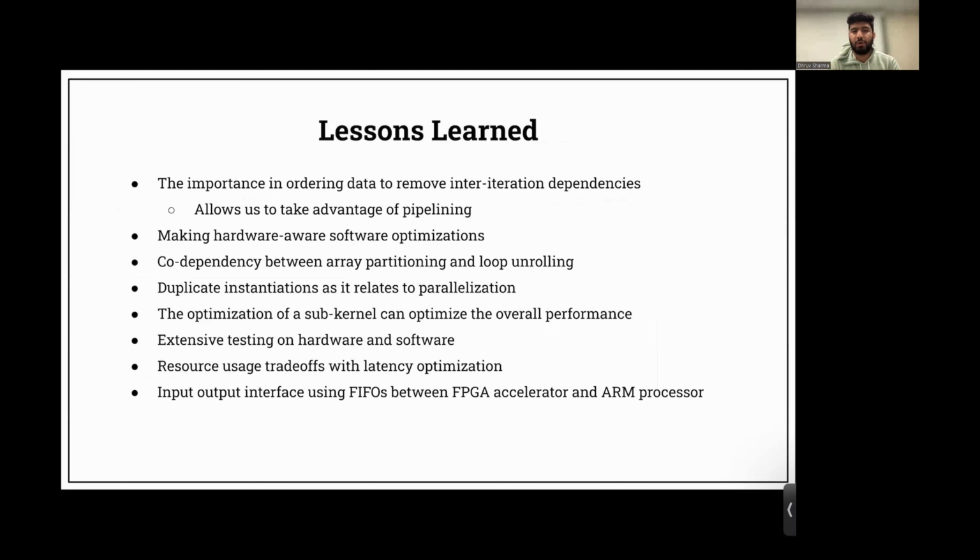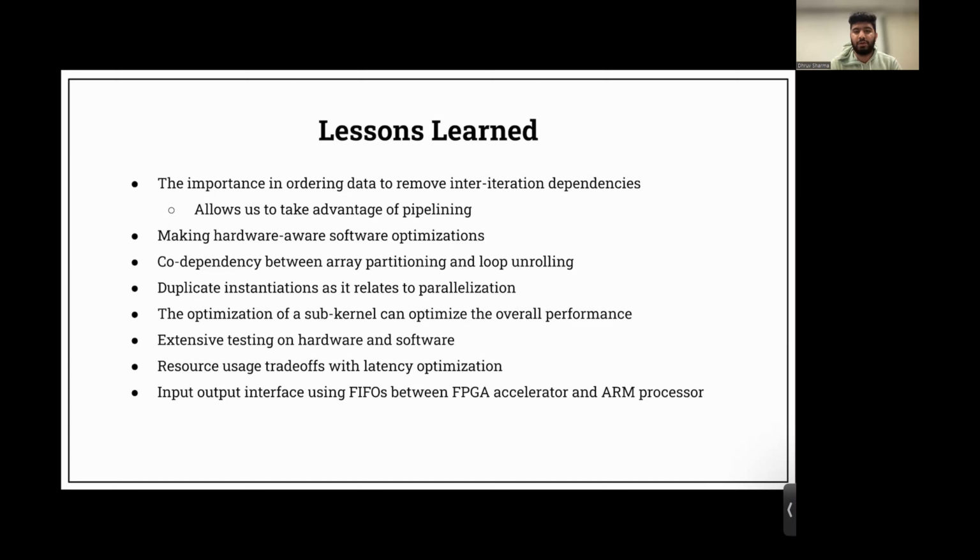As the project converged, it was important to summarize our learnings. We learned a lot about being hardware aware while optimizing kernels to be implemented on hardware devices like an FPGA. We understood the importance of ordering data to remove inter-iteration dependencies to be able to take full advantage of pipelining. We also understood the relationship between partitioning the right arrays to unroll the loops correctly.